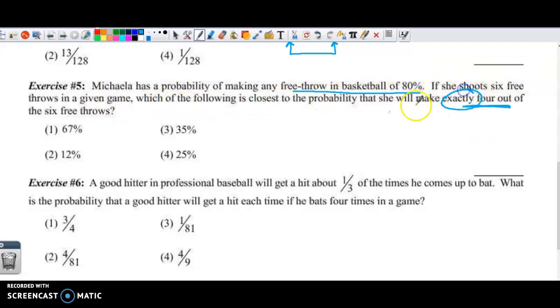Again, notice that word exactly. So we have 6 free throws. I don't care what order she makes the 4. I'm just going to leave this as 0.8. You want to change that to a decimal, 80%, 0.8. We want her to make 4. And then remember, this other number needs to add to equal 1. So it's got to be 0.2. Well, if she makes 4, this is the probability of her missing 2. And then again, you can go to your calculator.